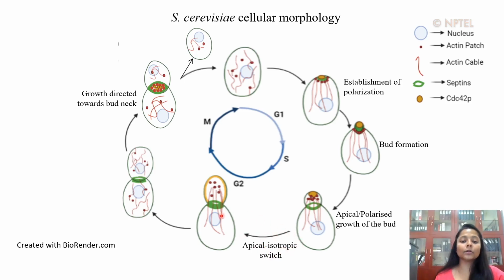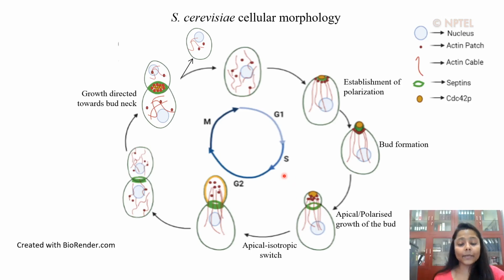After the switch, though, the growth is still directed towards the bud, but now it is more evenly distributed inside the bud. And you can also see the regulator protein CDC42 for polarization is evenly distributed throughout the bud cortex. Now, after the apical isotropic switch, there is still asymmetry in the growth pattern of the bud and the mother cell. This asymmetry is broken at the late M phase, and the growth is now directed towards the bud neck, leading to cytokinesis.